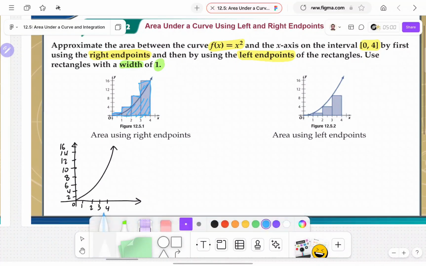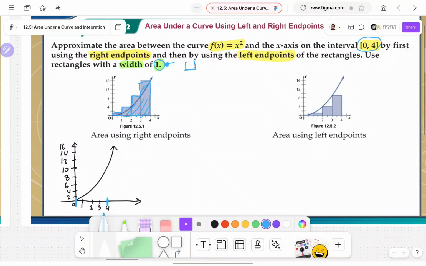Now what you have to do is use the given information. First thing, use the interval. The interval is given to you, 0 to 4. So the first step is to identify your range, which is from 0 to 4. Now use the width given for every rectangle. The width for every rectangle is equal to 1, right? So now you need to divide: for every one step, we will have a rectangle.